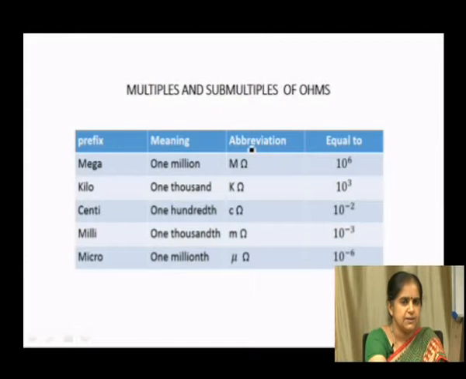What do you mean by multiples and submultiples of ohms? Just now I told that ohms is the unit which is used to measure the resistance in the circuit.